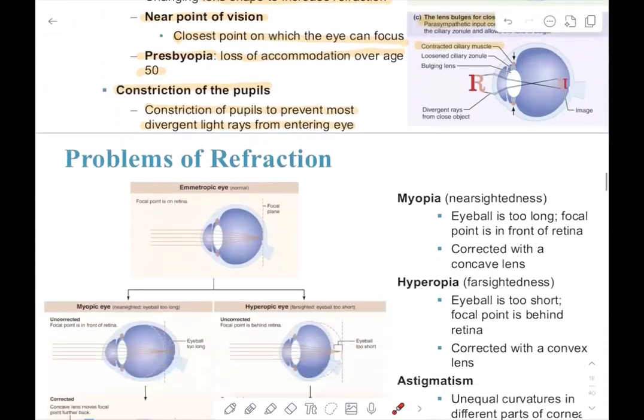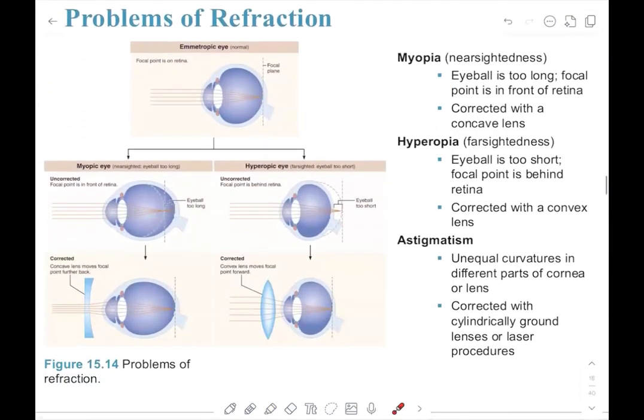So some of the problems of refraction that we see are myopia, which is nearsightedness, hyperopia, which is farsightedness, and astigmatism. So this image shows you a normal eye. Myopia, nearsightedness, means basically the eyeball is too long. So what you'll see here is that the focal point would be in front of the retina at this point where this red line is drawn. So there needs to be a corrected lens for that.